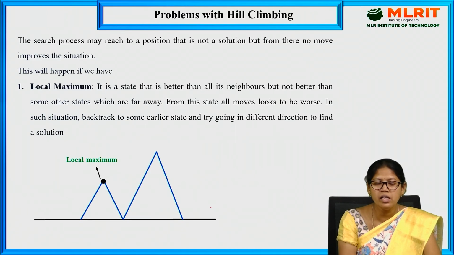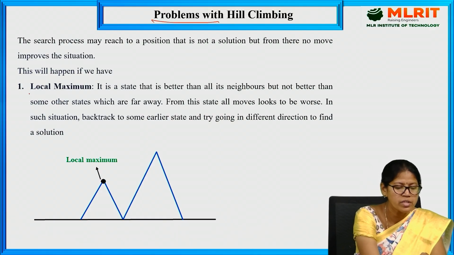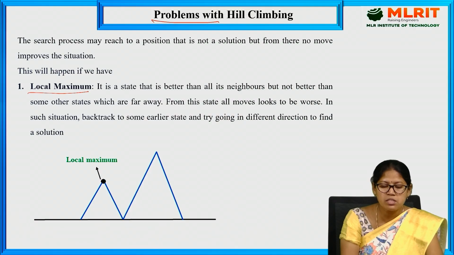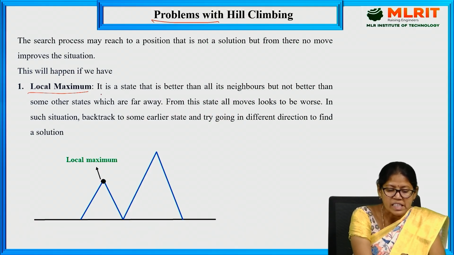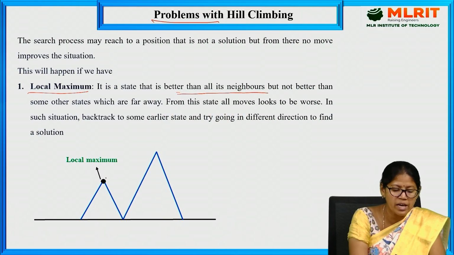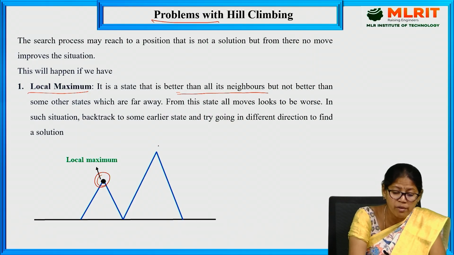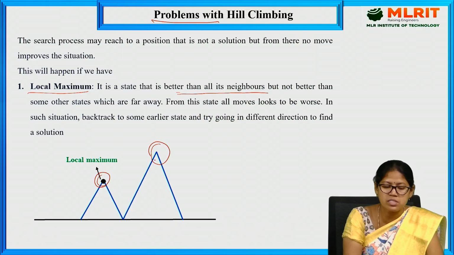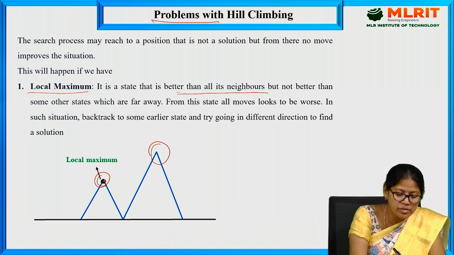So here hill climbing has some problems. Let's see the problems. The first one is local maxima. Local maxima means a state that is better than all its neighbors. Let's look at this diagram. At this point, it is called a local maxima. There is another one far away, but it won't go there. It will stick here. If it takes the next move, that is a worse move. That's why it will stick here.